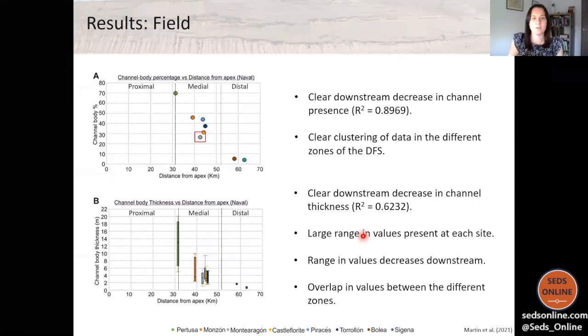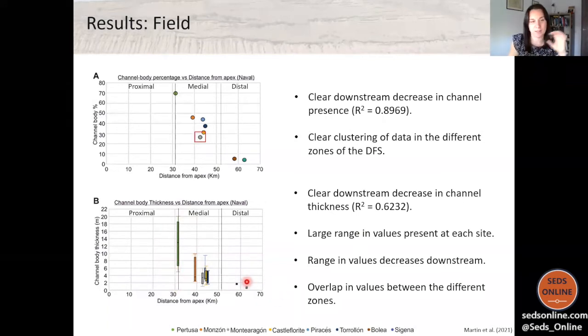But what we can see is we get a huge range of values present at each site, and particularly in the proximal region, we're getting as high as 20 meter channels down to about 5 meter channel bodies. However, in the distal, they're really kind of minor and there's not much variability. What we're starting to see though is we're getting overlap in the data between the proximal, medial, and distal sites. The distal and the proximal are not overlapping, but that medial zone is overlapping with those two zones. Again, Monte Aragon, relatively low value considering where it is in terms of the distance downstream.